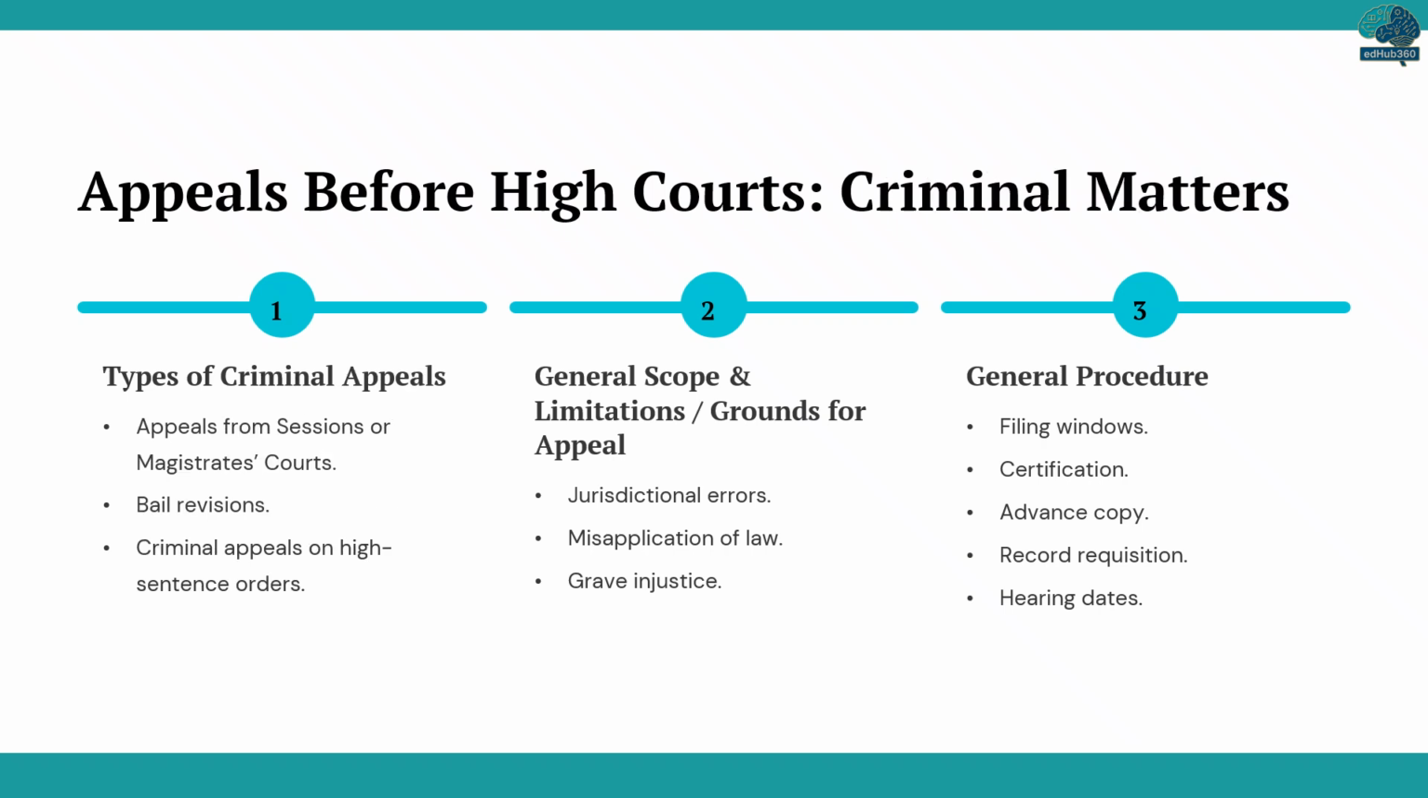Moving on to criminal matters before the high courts, the types of appeals include appeals from sessions or magistrates' courts, bail revisions, and criminal appeals on high sentence orders. Similar to civil matters, the general scope and grounds for appeal typically involve jurisdictional errors, misapplication of law, or situations leading to grave injustice. The general procedure also follows a similar pattern to civil appeals, encompassing filing windows, certification, serving advance copies, record requisition, and scheduling hearing dates.